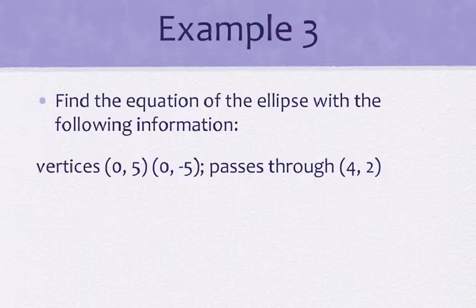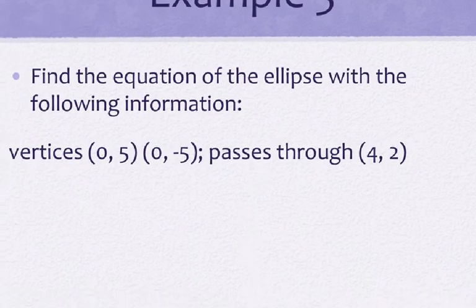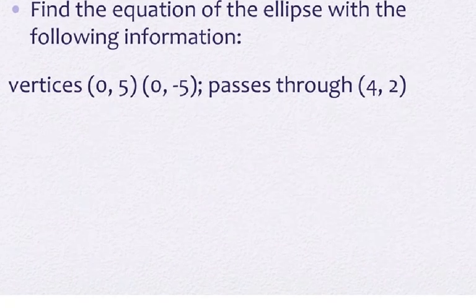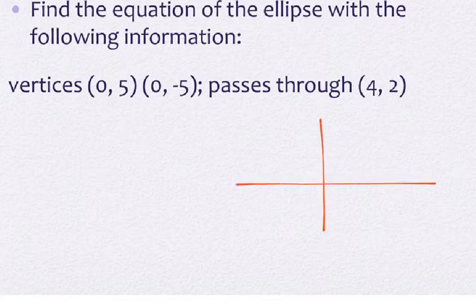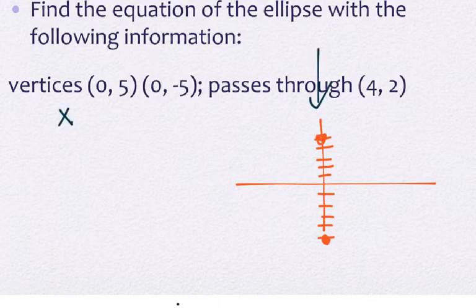Okay, try example 3. So find the equation of the ellipse with the following information. Now it's giving you vertices and a point it passes through. So vertices 0, 5 and 0, negative 5 tells me that my a is on the vertical axis. So a squared is going under the y this time.